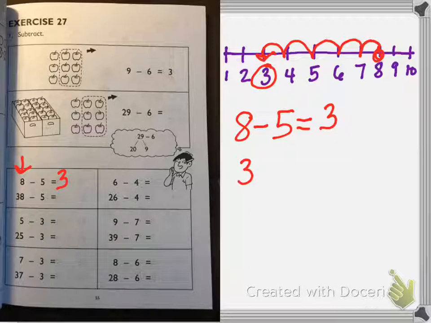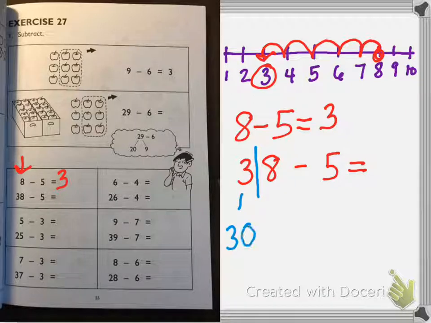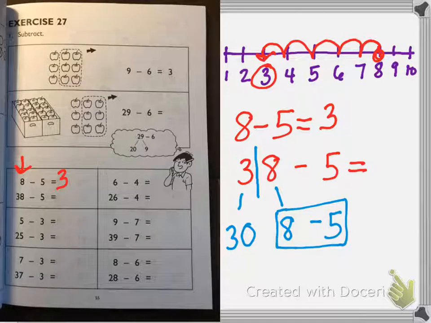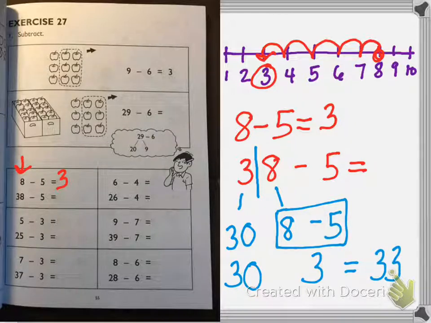What about 38 minus 5? Well, let's separate it into 10s and 1s. 3 10s is 30, and 8 make the 38 minus 5. Now we know that 8 minus 5 is 3, and if we add that to our 30, we get 33. Do you see the pattern? If 8 minus 5 is 3, then 38 minus 5 would be 33.